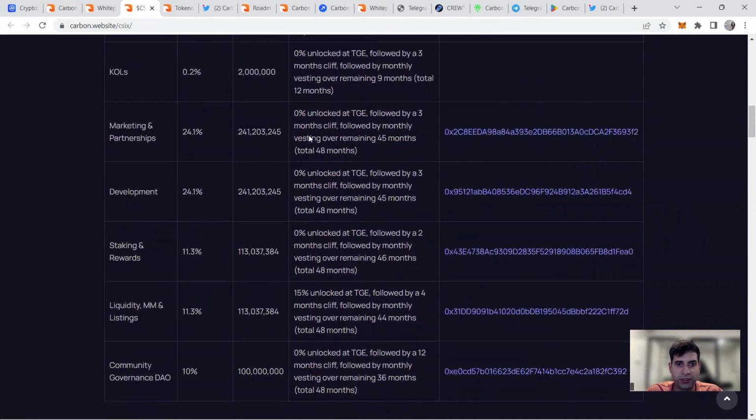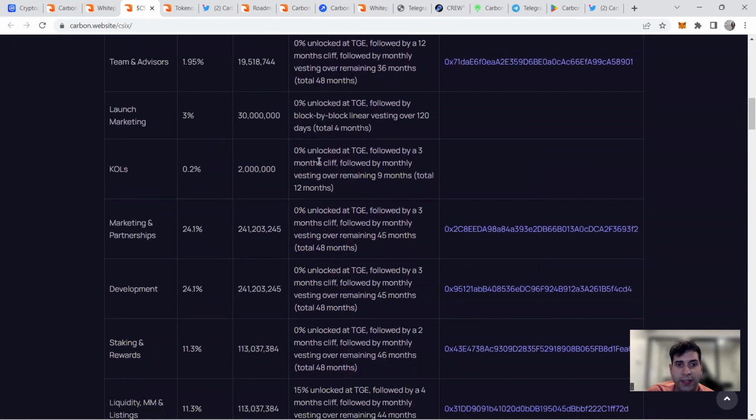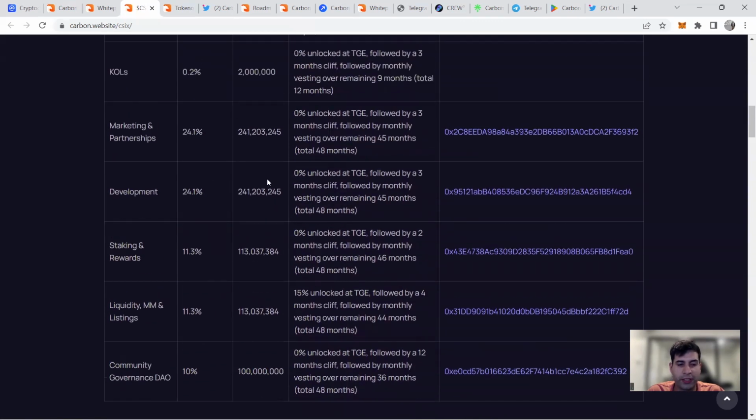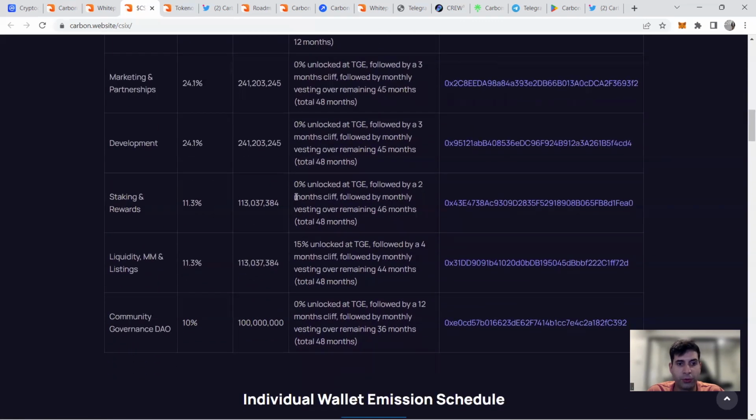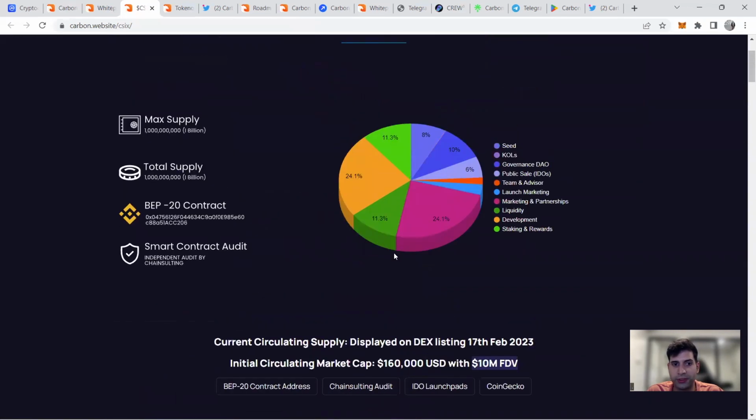Marketing and partnership is also 0% unlock on launch, followed by a 3 month cliff. This one is basically making sure they build many partnerships with different companies, and includes future airdrops, and that's the majority of it, 24%, and that's the main utility of the token. Development and treasury is 24%. Staking and rewards on the program for people who use the token is going to be 11%, liquidity market making is going to be 11%, and then 10% for community governance. So this is how the tokenomics is broken down.